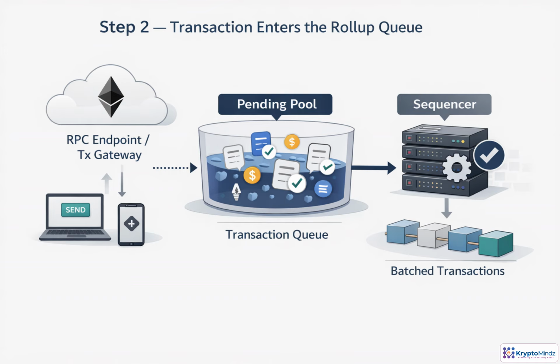After submission, the transaction still does not go straight into a block. Rollup infrastructure first receives it, often through an RPC endpoint or transaction gateway. From there, it waits in a pending queue with other transactions. The sequencer decides what to include and in what order. This queuing step matters because it affects confirmation speed, fee competition, and how much users must trust the system for fair inclusion.